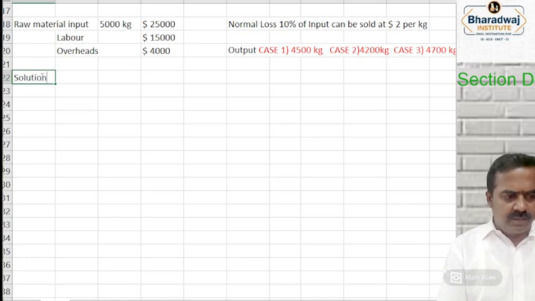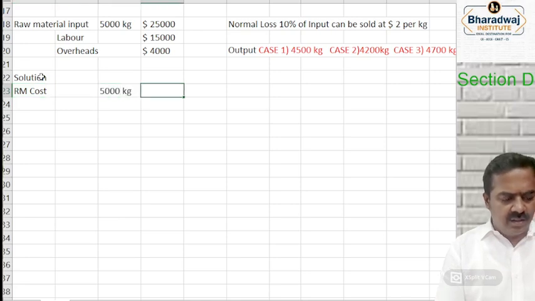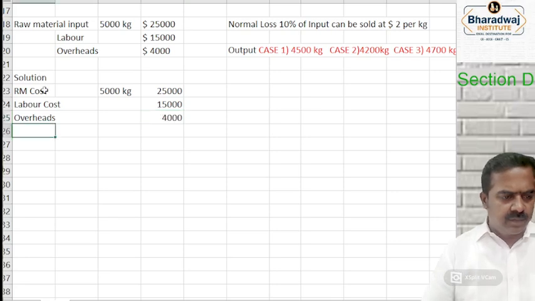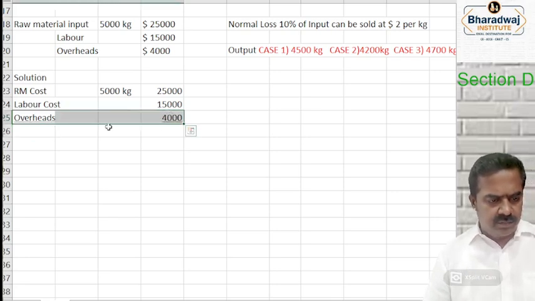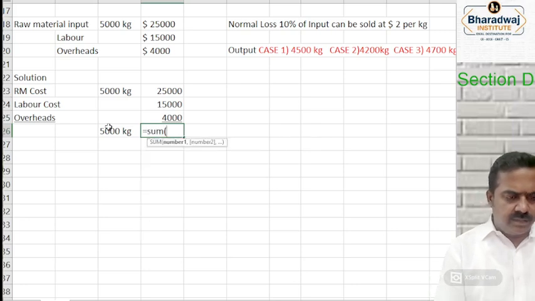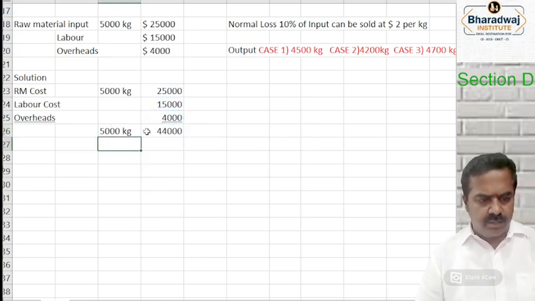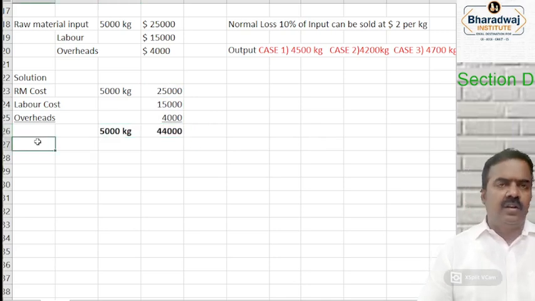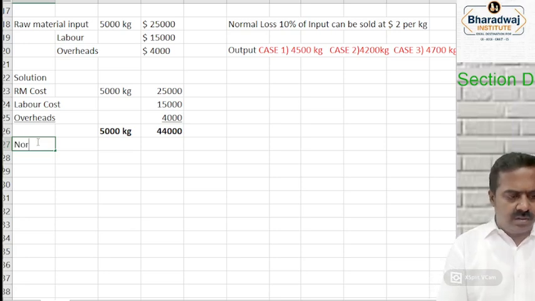This is the solution. What is the raw material cost? For 5,000 kg, it is $25,000. Labor cost, $15,000. Overheads, $4,000. As of now, when we total, for 5,000 kg, it is $44,000. Normal loss is an unavoidable loss. Normal loss, how much percentage?